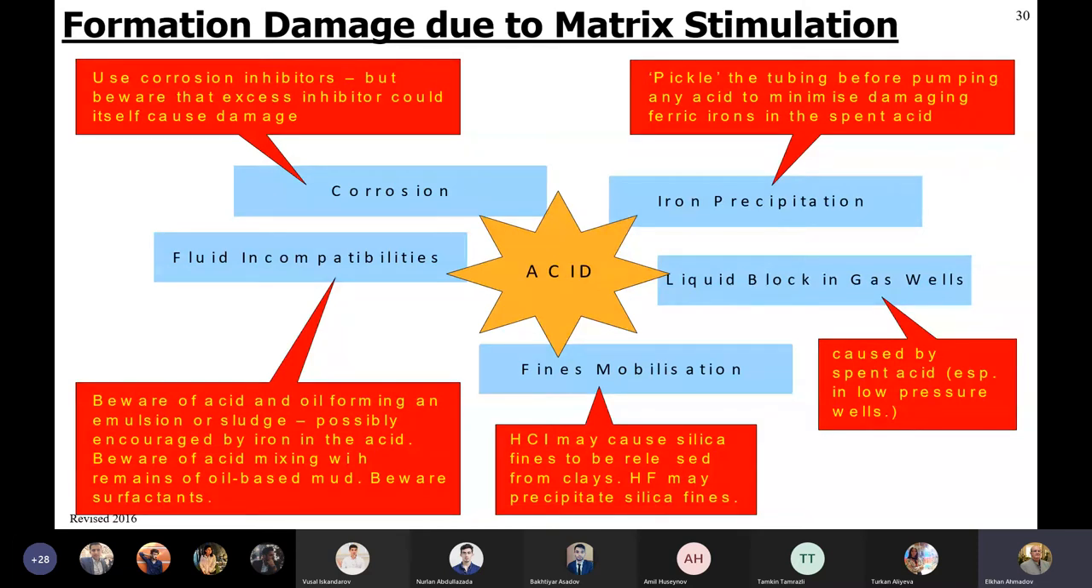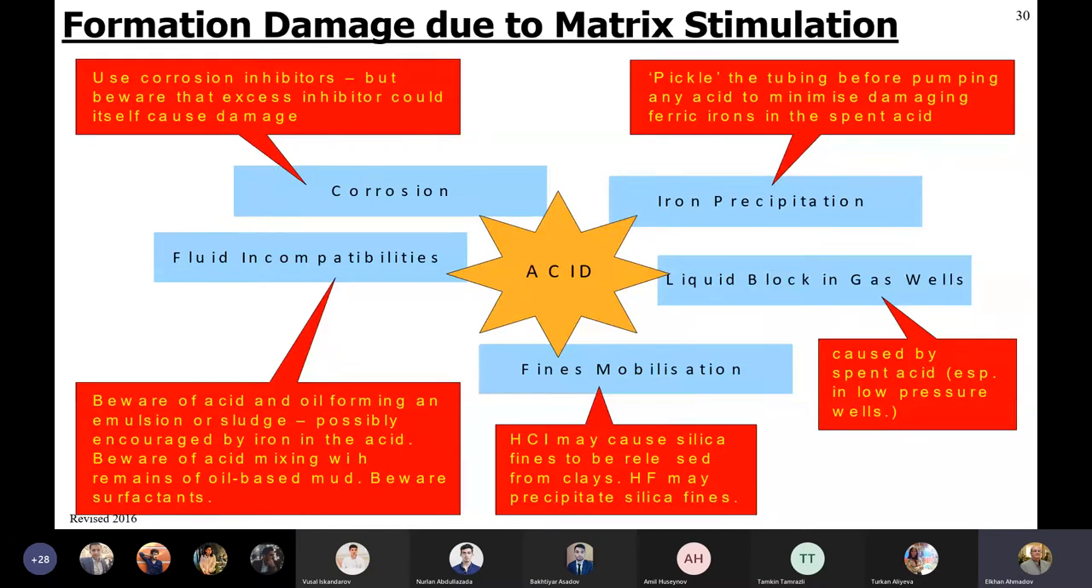here is again another demonstration of how acid can cause formation damage. For example, it may cause corrosion in the equipment. It may cause iron precipitation, especially if our tubing is dirty with some scaling, with some solids in this tubing, and the HCl will clean this scale from the tubing, and as we inject the acid into the reservoir, into the formation, all this scale will be injected into the formation.